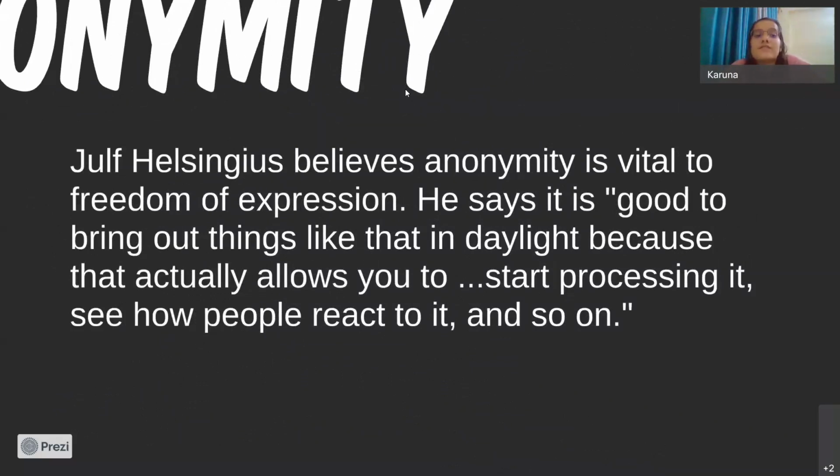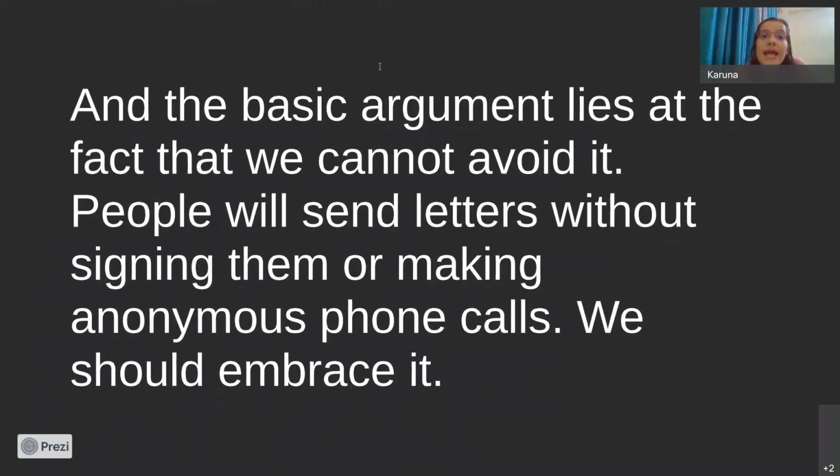Everybody believes that anonymity is vital to freedom of expression. It says that when you do not bring somebody into the spotlight, it actually allows people to start processing it and see how people react. When they are anonymous, that's when they express their freedom correctly. And when freedom of expression is there, then the real truth comes out. The basic argument is that we cannot avoid it, people will send letters without signing them or making anonymous phone calls, so we should embrace it.